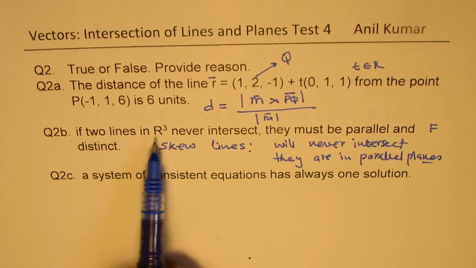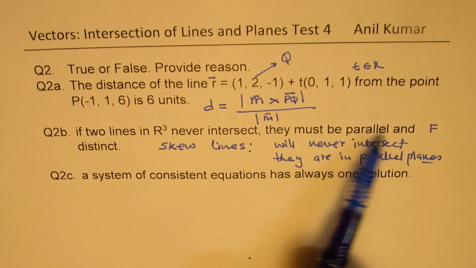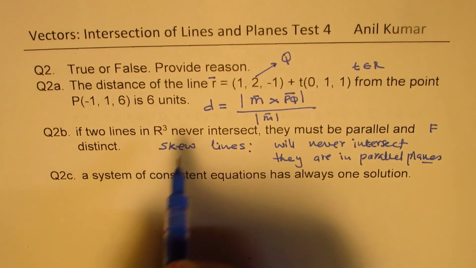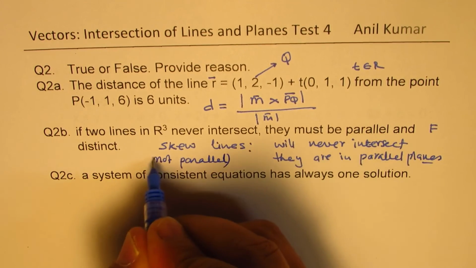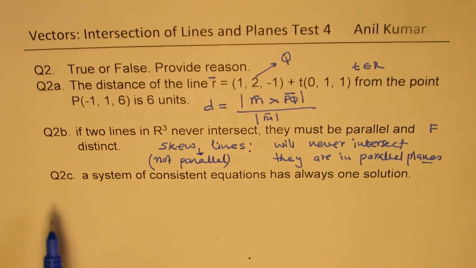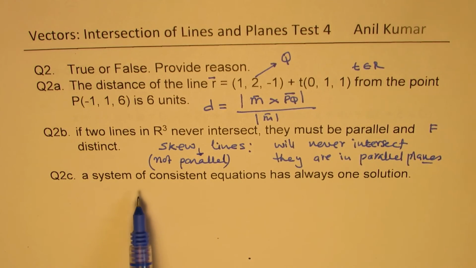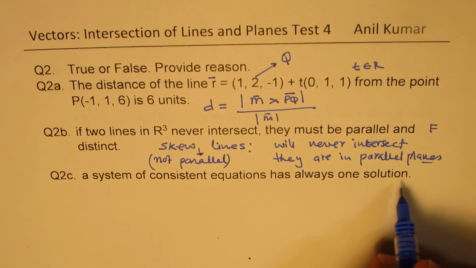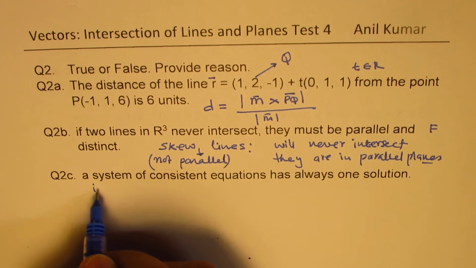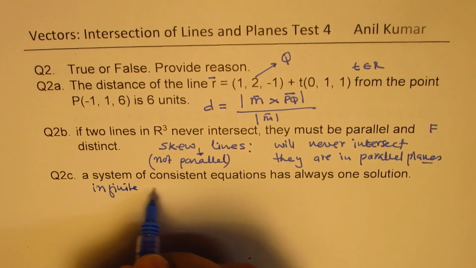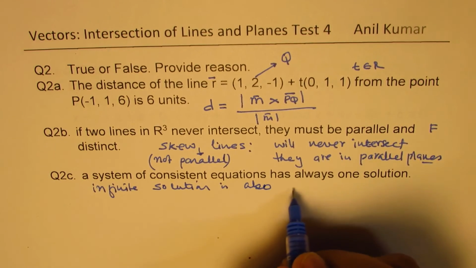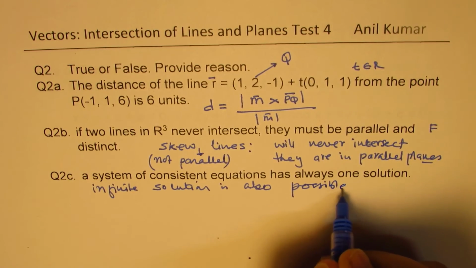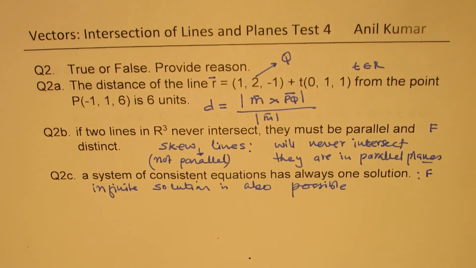So we are saying if two lines in R3 never intersect, they must be parallel. Well, they may not be parallel. So skew lines are not parallel, right? And therefore, this statement is false. 2C, a system of consistent equations has always one solution. Well, a consistent system can also have infinite solutions, right? So infinite solutions is also possible. Therefore, this statement is also false, correct?